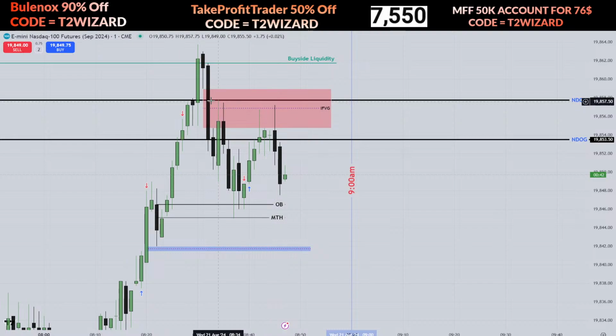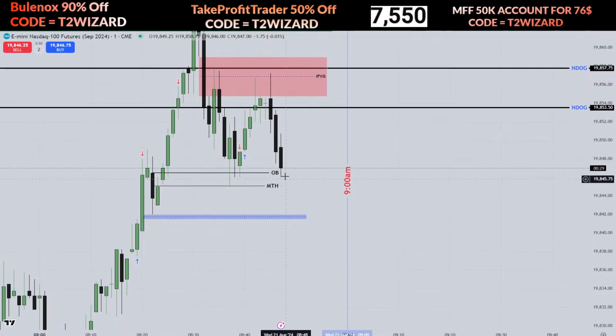Did it leave that buy side liquidity, this high, that high? They're relatively equal highs. This low, that low, they are relatively equal lows. Is it making the liquidity for 9 a.m. or not? Or is it reaching for that gap, and then it will go for that buy side liquidity. That is my intention right now.